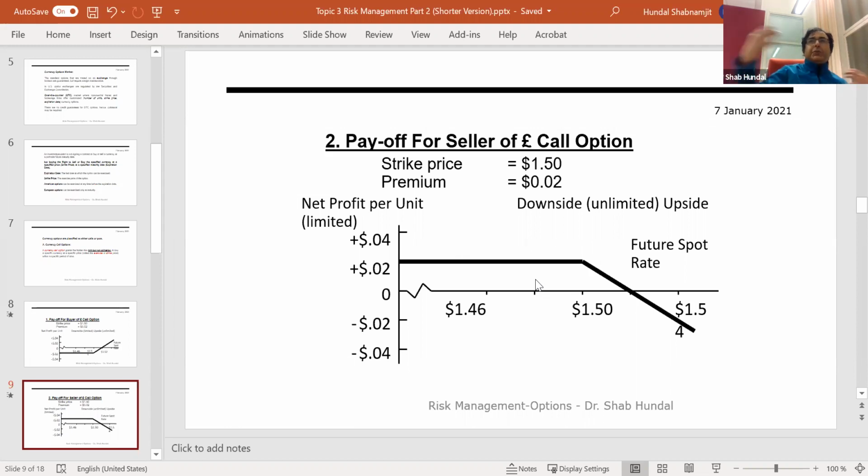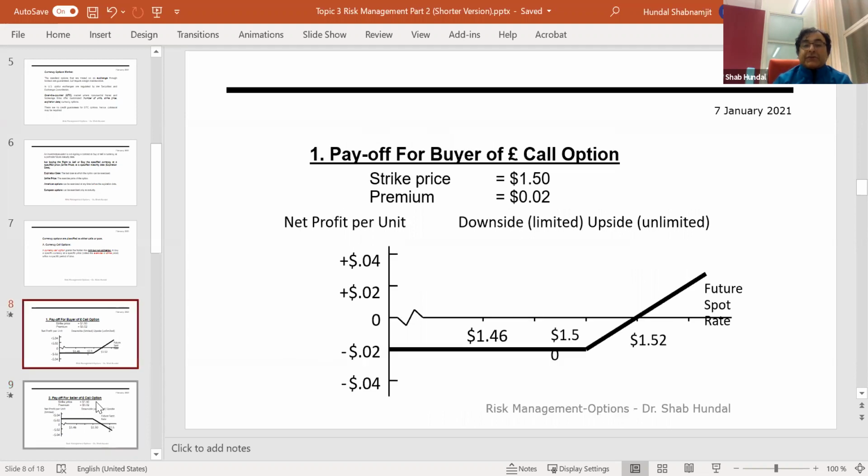So it's like either the buyer gains or the seller of the option gains. It's not a win-win situation. It has to be more like a zero-sum game in many cases, because when the buyer gains, the seller loses, and when the buyer loses, then the seller gains. But the philosophical difference between this picture and this picture is that in this picture, the loss is limited, but the gain can be unlimited.